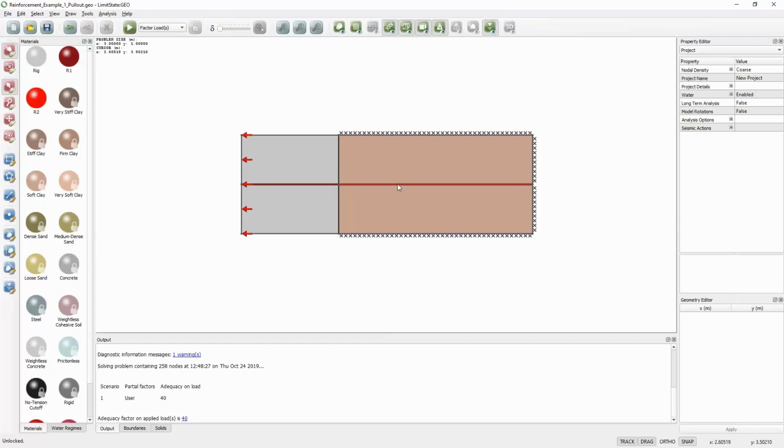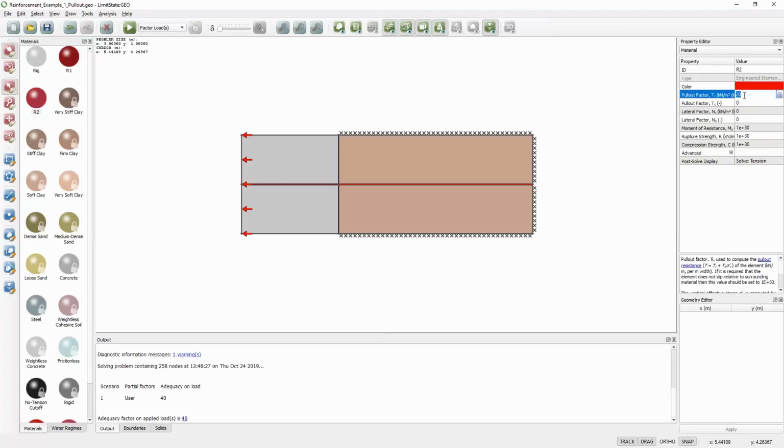Now, I can access material properties by clicking on elements here and looking at the materials that are within them, or I can directly look at materials on here. So we know that the reinforcing element, the soil nail we're modeling, we've called it R2. I can directly access those properties here. So that's an alternative way of doing it. And what I'm going to do is increase that 20 to 100.